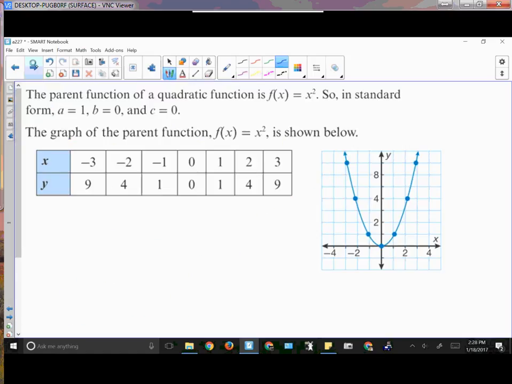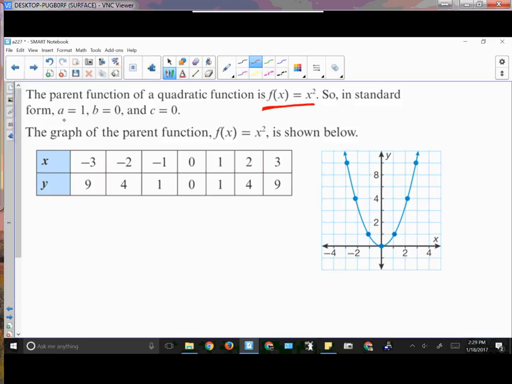So, we have something that is called a parent function. Now, when we are dealing with math and looking at graphs, we can do all kinds of things with a graph. We can move it up, down, left, right. We can rotate it, twist it, spin it. But it's always in one basic shape. A quadratic equation that's in its parent state, so to speak, is just this.